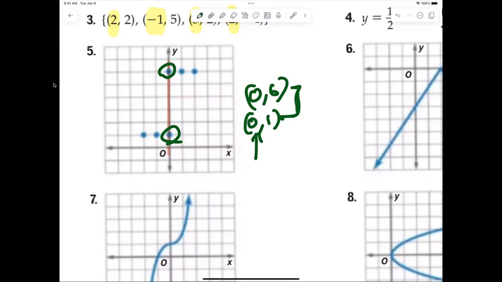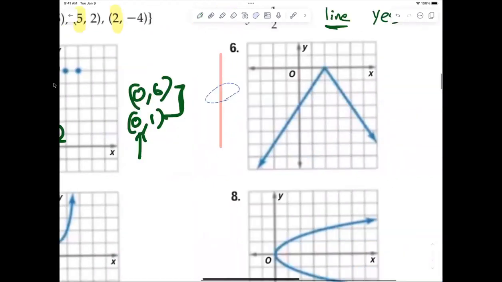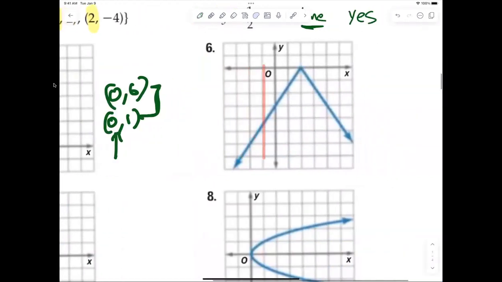So now I'm going to go to the next one. Scroll over to number 6. Is that a function? Yes, because it only touches once. Do we agree? Each vertical line passes through the graph only once. That's called the vertical line test. That's how you can quickly determine if you have a graph, if it's a function.